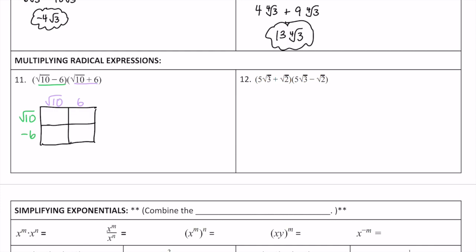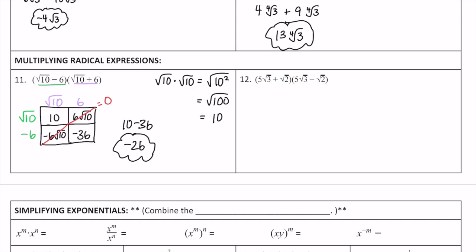If I do this off to the side, the square root of 10 times the square root of 10 is the square root of 10 squared, or the square root of 100 if I combine it, and that is 10. So I know this is 10. This is 6 square roots of 10. This is negative 6 square roots of 10, and 6 times negative 6 is negative 36. This and this, if I add them together, it equals 0, so I can cancel those out. I have 10 minus 36, which is negative 26, is my answer.